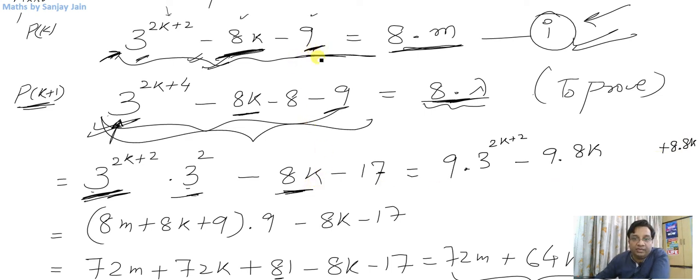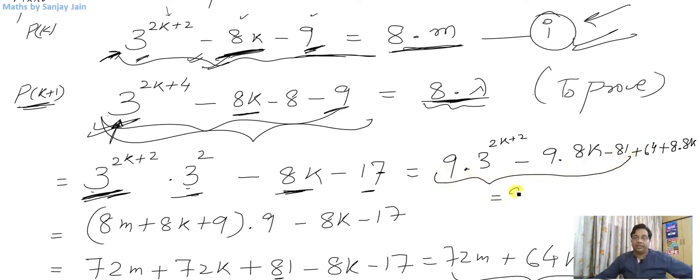And here it was minus 9, here it is minus 17. So if I write it as minus 81, which is minus 9 into 9, I'll have to add 64 to make it minus 17. Now if you look at this part, you take 9 common and you will have exactly the same statement as this, which was 8m, and the rest of the terms you can write as 64 plus this is 64k.